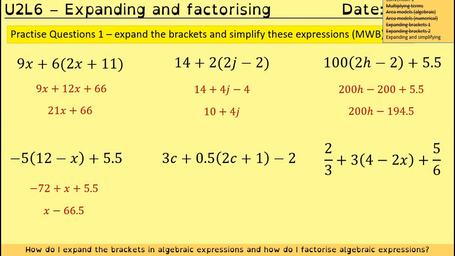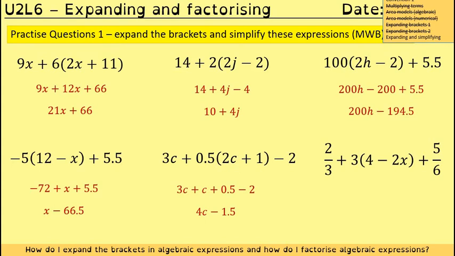In the next example, when we multiply out the brackets and rewrite the expression beneath, we get 3c plus c plus 0.5 subtract 2, and collecting the like terms gives us 4c take away 1.5.